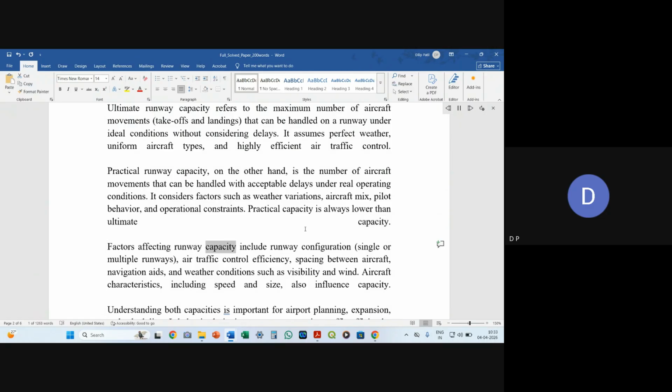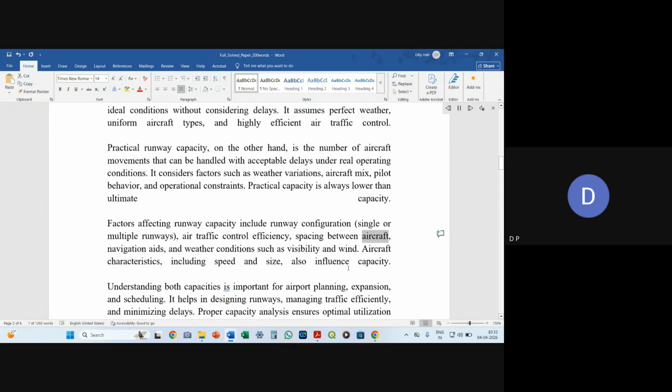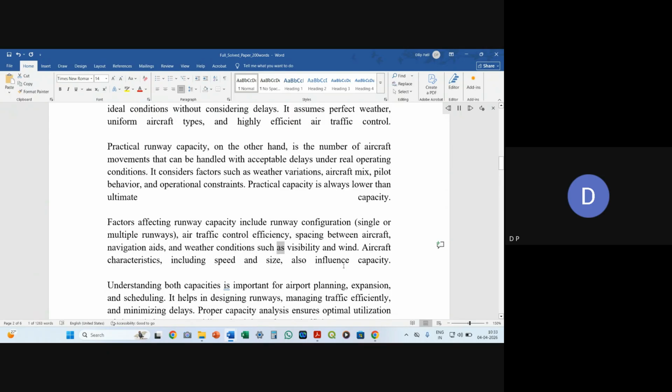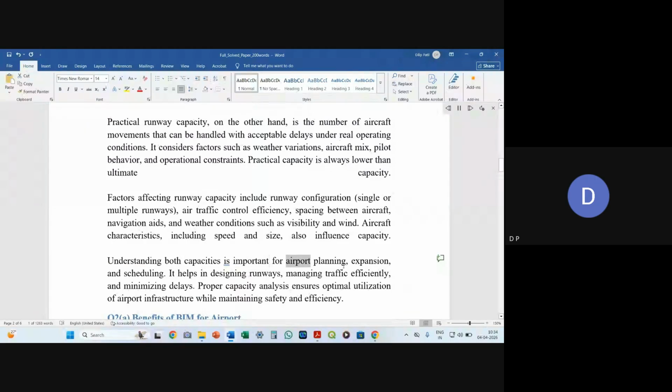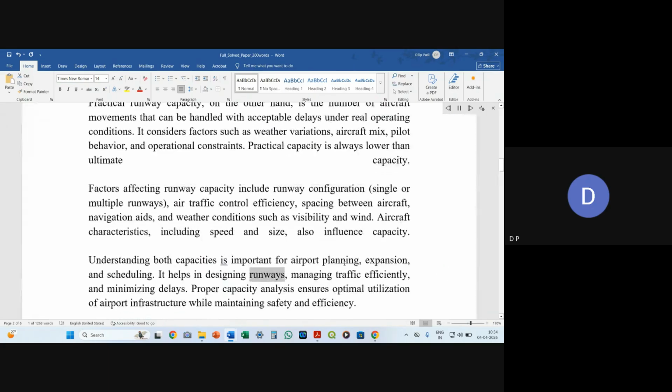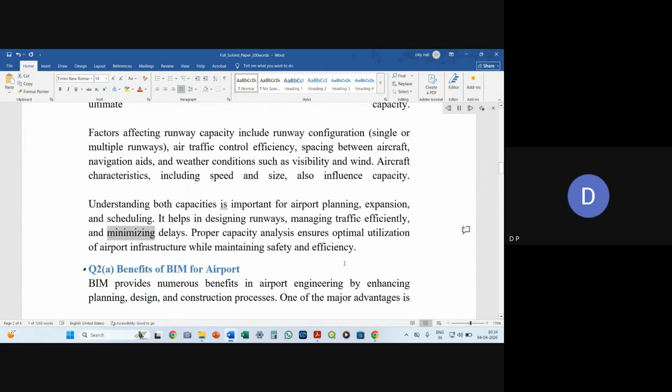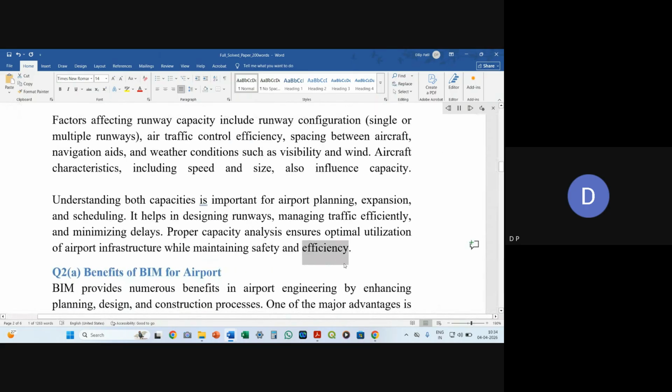Factors affecting runway capacity include runway configuration, single or multiple runways, air traffic control efficiency, spacing between aircraft, navigation aids, and weather conditions such as visibility and wind. Aircraft characteristics, including speed and size, also influence capacity. Understanding both capacities is important for airport planning, expansion, and scheduling. It helps in designing runways, managing traffic efficiently, and minimizing delays. Proper capacity analysis ensures optimal utilization of airport infrastructure while maintaining safety and efficiency.